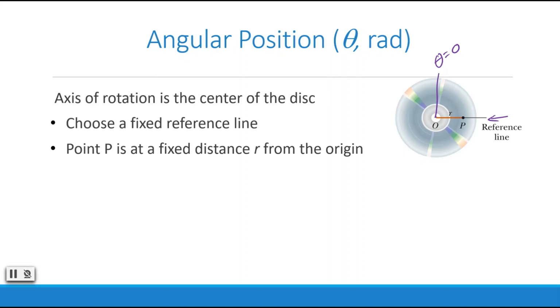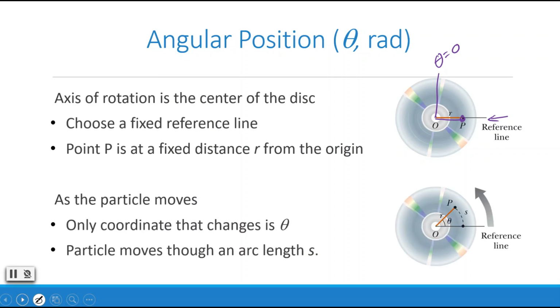Then you assume that whatever point on that object you're looking at has a radius measured from the origin or the axis of rotation, in this case the center of that disk right there. And then as it rotates, the point P moves through an arc length S, an angle theta. We can use S equals R times theta to relate the arc length, the radius, and the angle.